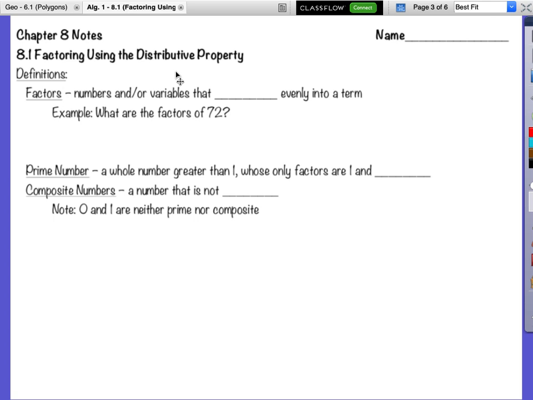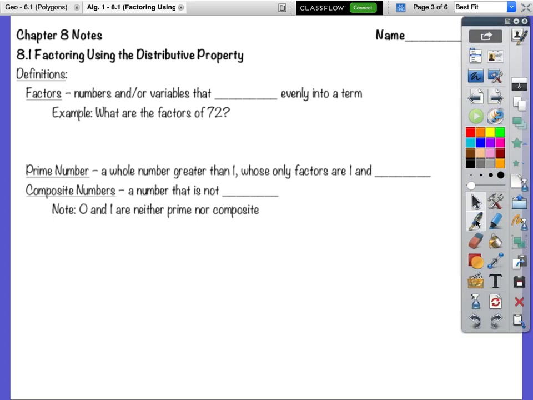Factoring is like the reverse of multiplication. It's kind of like division. Okay, it's like the reverse of distributing, for example. We're going to learn a few methods this chapter. We're going to learn one method of factoring today that is the reverse of distributing. Reverse of distributing. It kind of sounds weird, right?